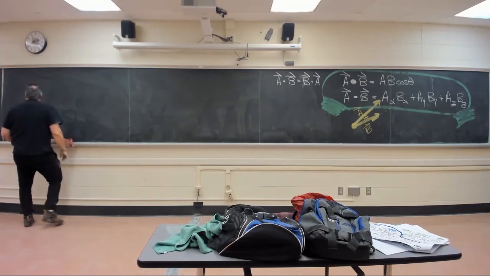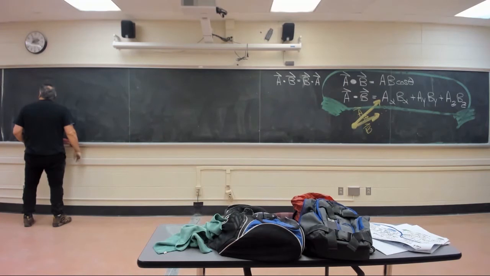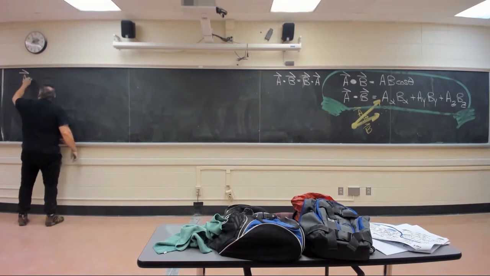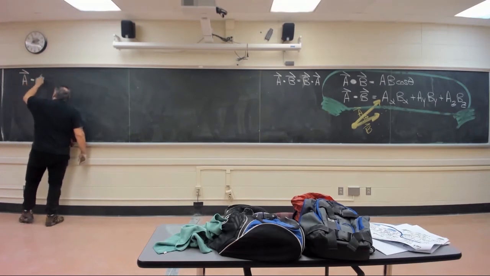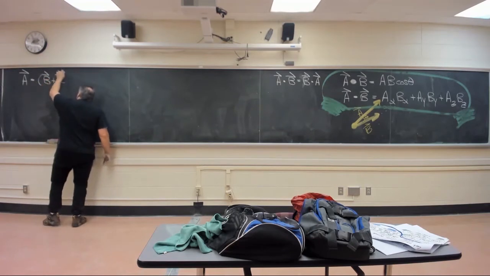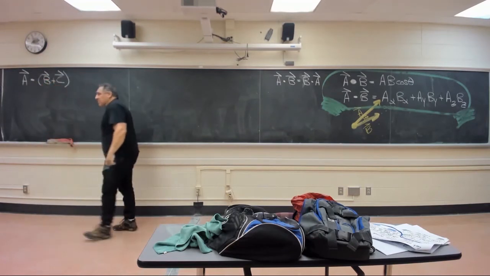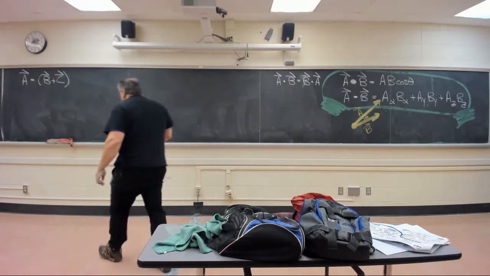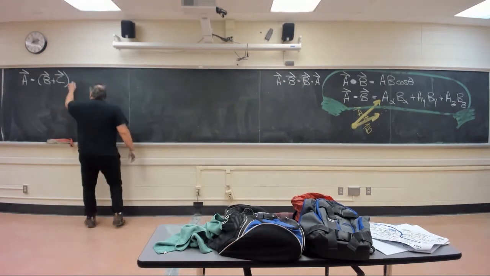Got some more questions to ask. You could say a vector dot the quantity b vector plus c vector. Is there some kind of distributive property here that could work? I don't know. Let's ask.